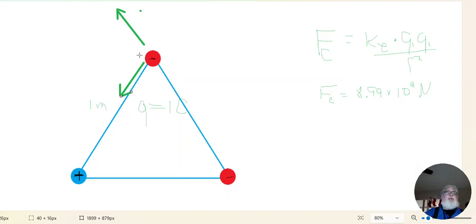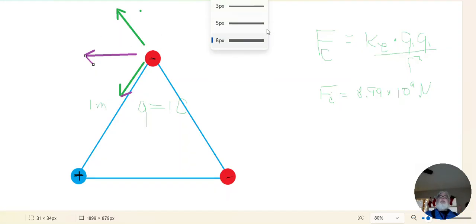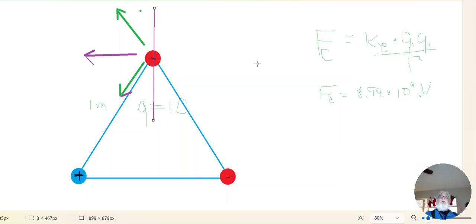We can see that this is going to add up. There's going to be a total force here. Let's use purple here for the total force. It's going to be something like this. And so how do we add those forces up? Let's make this way thinner. There's a coordinate system right here, your x and y coordinate system.